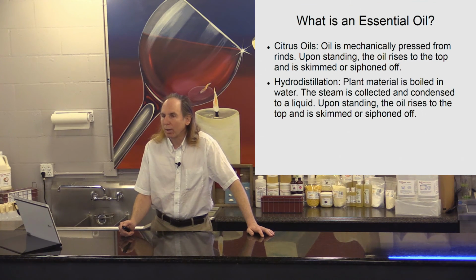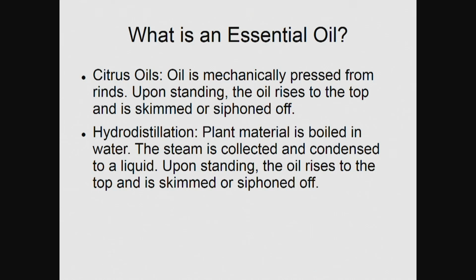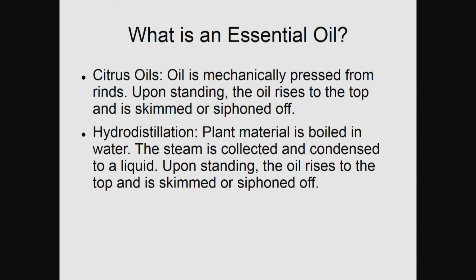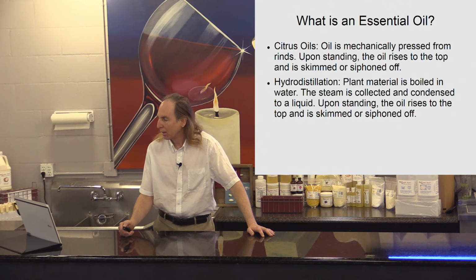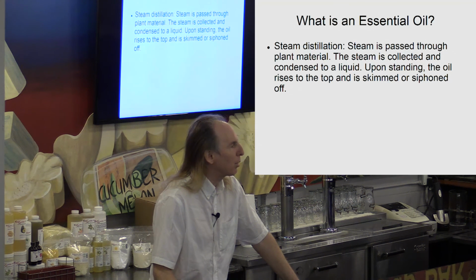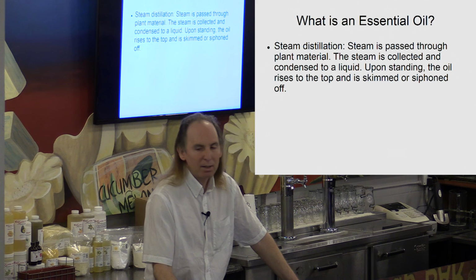Most essential oils are distilled, and there are two types. Hydrodistillation is you basically make a soup. You boil the steam away, condense the steam, and the oil separates from the condensed steam. There's also steam distillation, which is slightly different. The plant material is not immersed in the boiling water, but the steam passes through the plant material and then is collected.